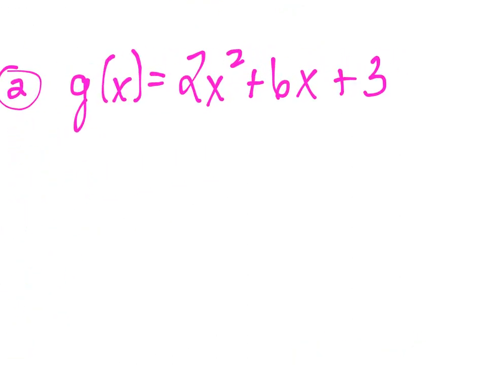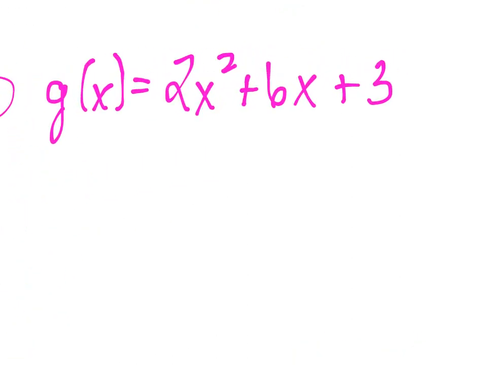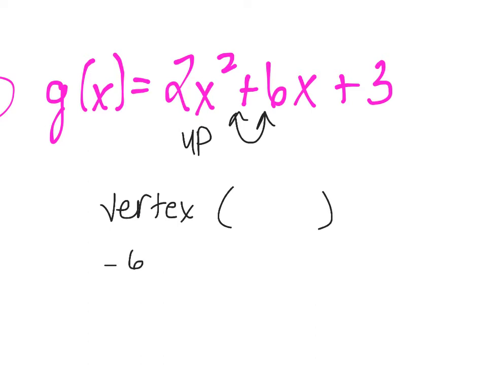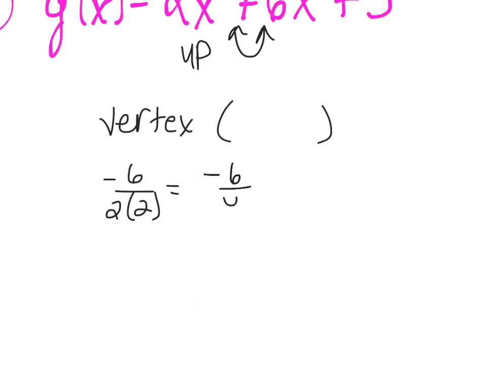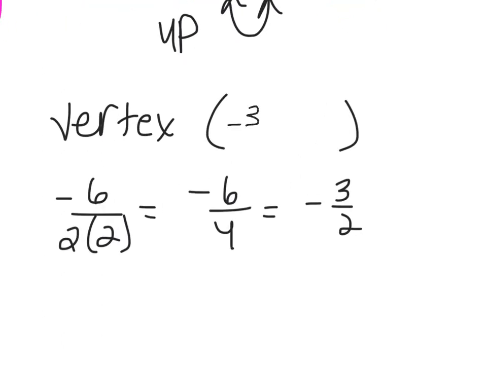So let's go over to something like this. Okay, the first thing, where does this open, up or down? Up. How do you know it opens up? Because it's positive, good. So if I'm going to find my vertex, what's that tiny little formula that I have to use to find the vertex? So I have -6 over 2 times what? Ugh, this works out to be a fraction too. -6 over 4, which gives me what? No, you were right, -3 over 2. So I have -3 over 2.